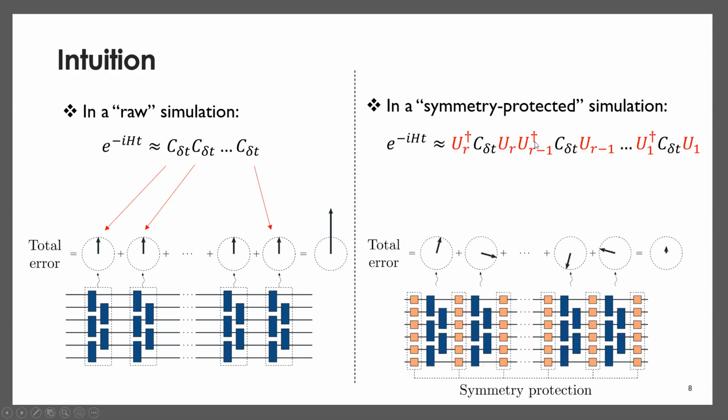But in a symmetry protected simulation, these unitaries U_k that we insert in between the circuits rotate the arrow in one shorter step by some random angle. And when we add these arrows up at the end of the simulation, because they are now pointing in different directions, they may cancel each other out, and we end up with a smaller arrow at the end of the simulation.